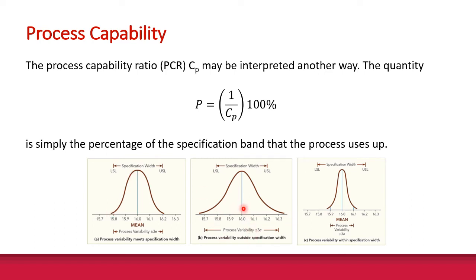In part B, obviously P is going to be greater than 100%. So in that case, that tells us that the process uses up all of the specification limit and then some. So we're going to produce many more products in part B that are outside of our specification limits. And part C is obviously the best case because the value of P is going to be much less than 100%. So if, let's say, it's 50%, our process only uses 50% of our specification band. We have much more room for error here in part C.